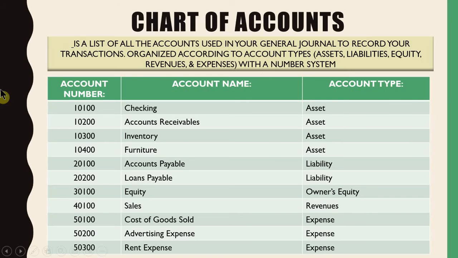Each 5-digit code is designated a specific number. The first 10,000 accounts are going to be your assets. Then the next 20,000 is your liabilities. Then 30,000 is your equity. Then 40,000 are going to be your revenues, and expenses are going to be your 50,000. Again, that's just a way that you can take a look at your chart of accounts.